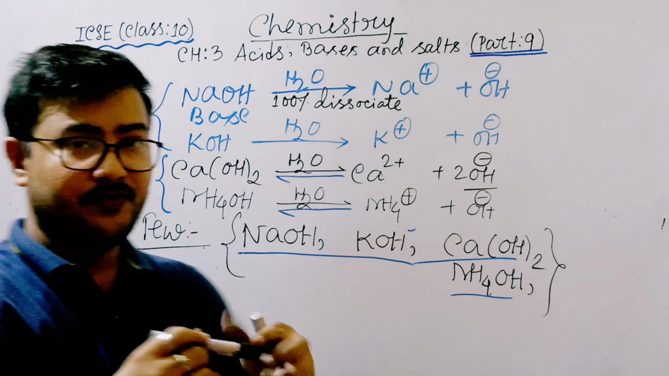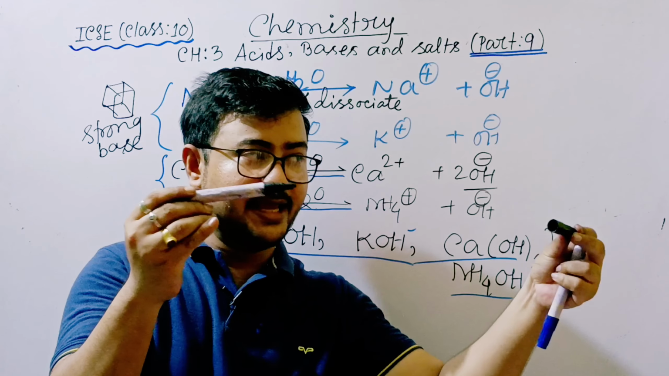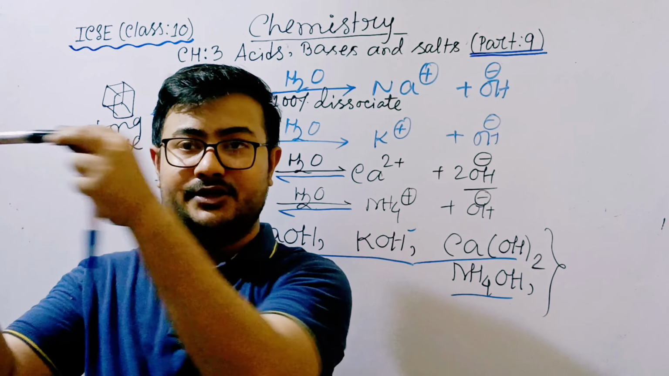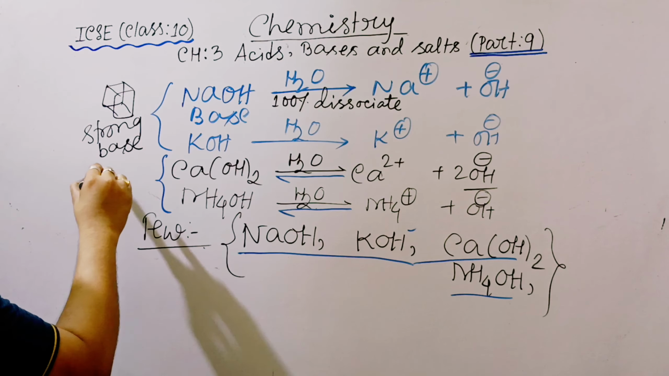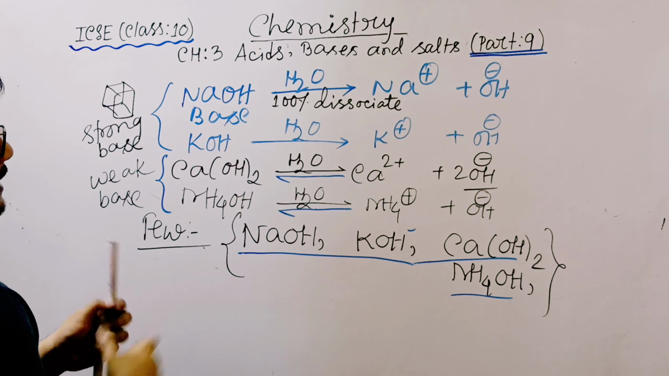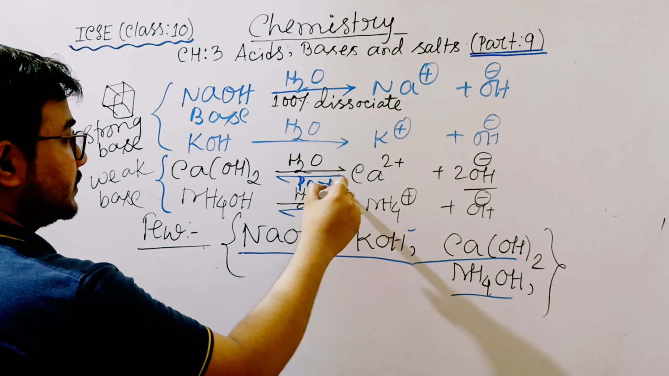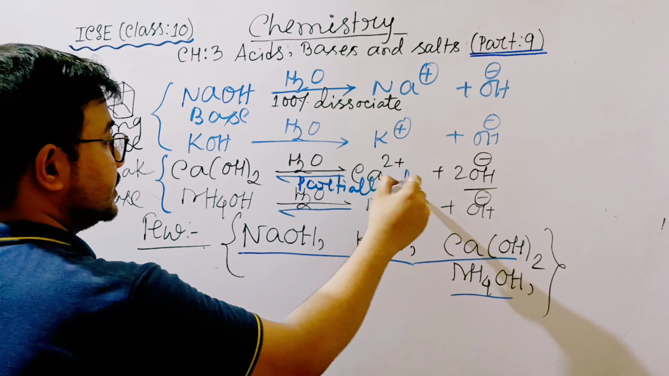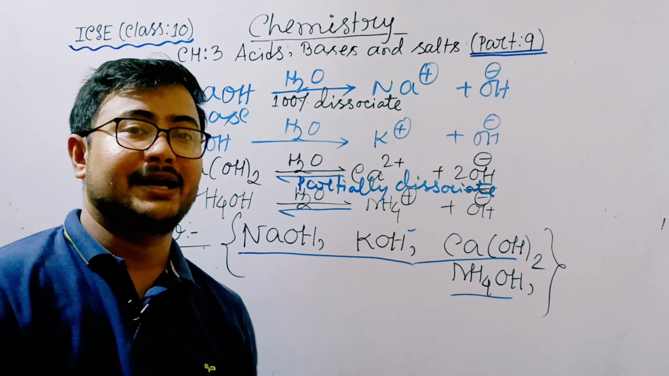In the other case, the base first cleaves and forms these two parts, but again they combine and come back to this side. That is why they are called weak bases. So you can write here, it is 100% dissociated, and it is partially dissociated.